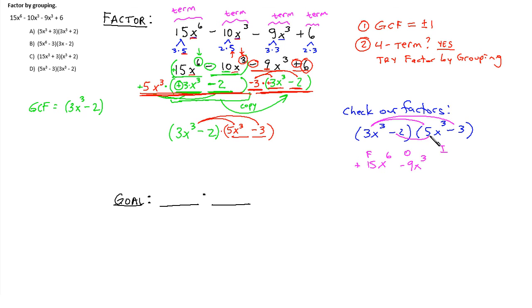The inner would be these two guys. Negative times positive is negative. 2 times 5 is 10, x to the third. And the last partial product would be negative 2 times negative 3 is positive 6.